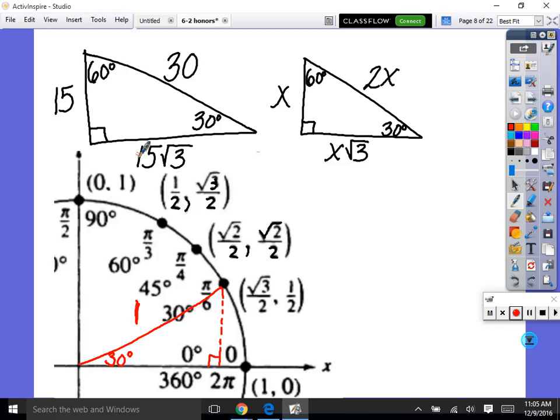So if we create a 30 degree right triangle, then we know our radius is 1, so our hypotenuse is 1. Correct? So across from the 30 is going to be half that amount. So right here's a half. So that's up a half. That's a y value, correct?